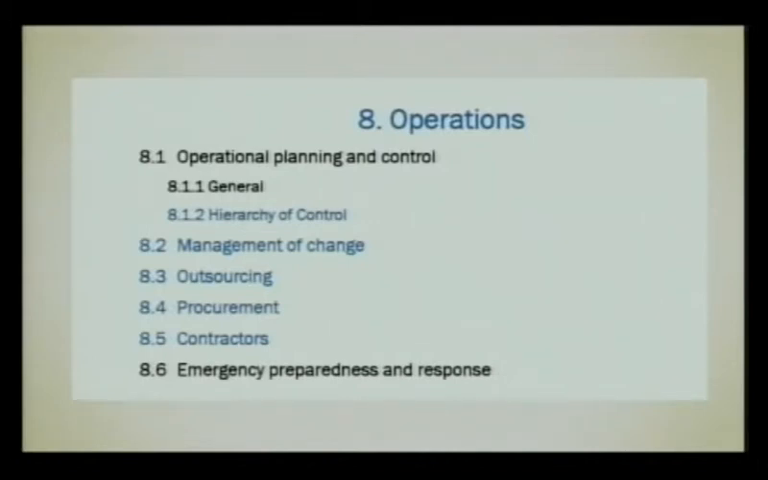We have clause 8.1.1, which is a general statement you would find, 8.1.2 that talks about the hierarchy of control, which is again an OHSAS specific title. Then we have clause 8.2, the management of change. 8.3 talks about outsourcing. There is a separate ISO standard on outsourcing, but here we were talking about the processes that are required for the system. In case they are outsourced, then the requirements of this clause would be applicable. Clause 8.4 talks about procurement, 8.5 on contractors, 8.6 emergency preparedness and response, which again is an OHSAS specific requirement.